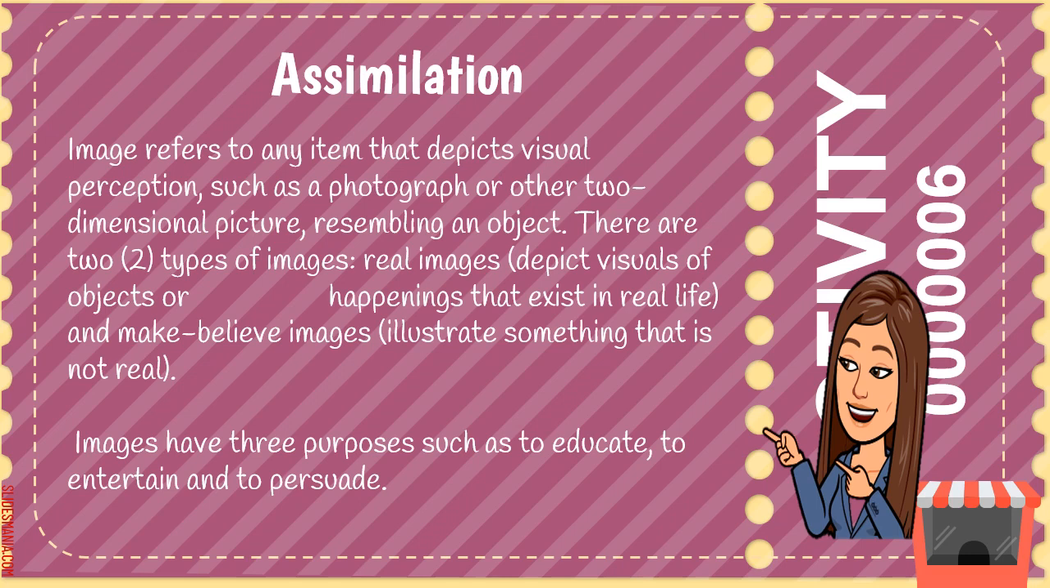Now let's go to assimilation. Image refers to any item that depicts visual perception, such as a photograph or other two-dimensional pictures resembling an object. There are 2 types of images. Real images, which depict visuals of objects or happenings that exist in real life. And make-believe images illustrate something that is not real. So images have 3 purposes, such as to educate, to entertain, and to persuade.